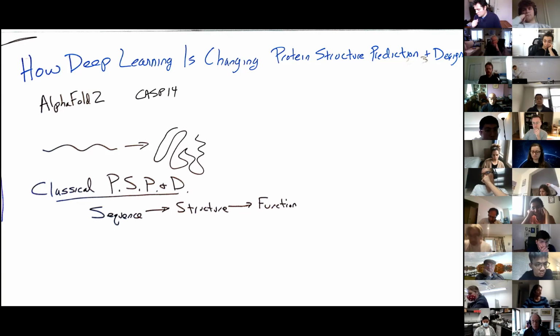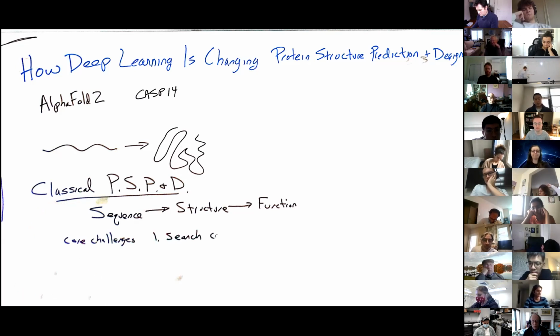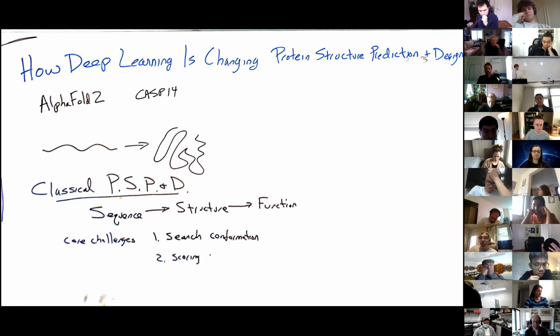When we do this classically, there are two core challenges. The first is the search challenge, in that we have to search all of the conformations. And the second is the scoring challenge, or the energy challenge, that we have to score each of the conformations that we generate to figure out which has the minimum energy.